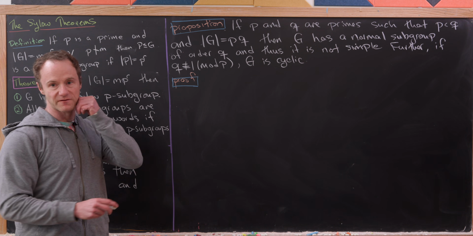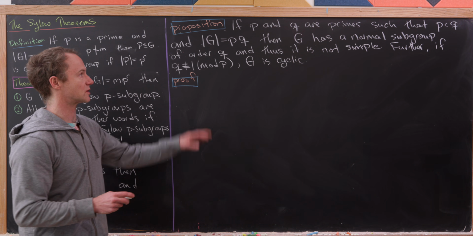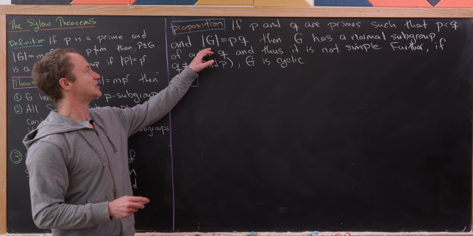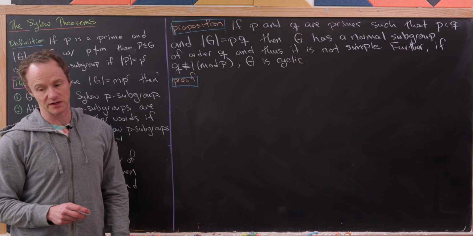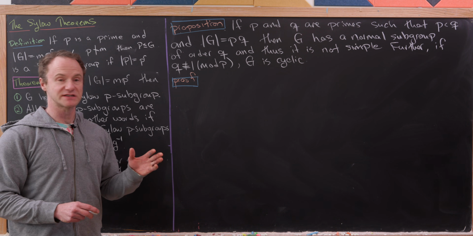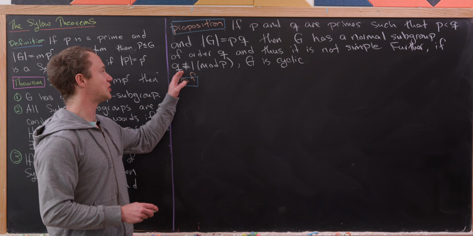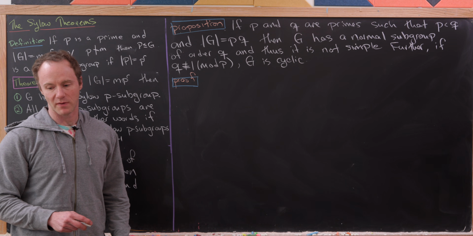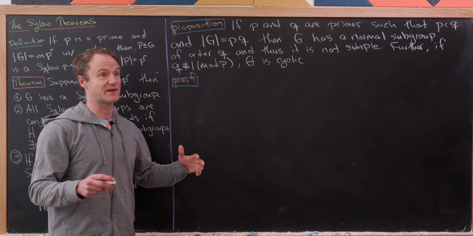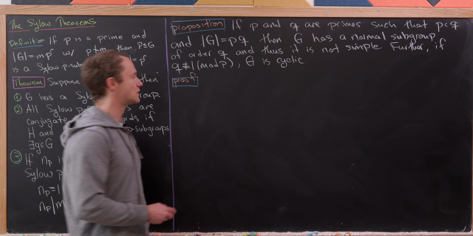So we're going to start with the following proposition. And this takes care of groups of lots of different orders. Let's say that p and q are primes where p is less than q and G is of order p times q. Then G has a normal subgroup of order q. But if it has a normal subgroup, then it is not simple. And then furthermore, if q is not congruent to 1 mod p, then G is cyclic. So that even breaks it down more. We can classify lots of different groups as cyclic groups in this case. Okay, so let's get going.